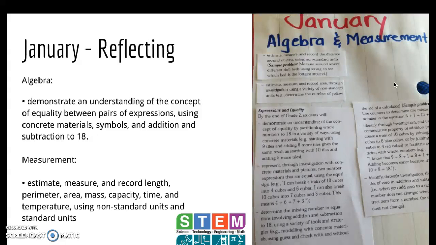January, the process we're looking at is reflecting, and it's in a connection between algebra and measurement. And the algebra is basically looking at pairs and expressions using concrete materials, symbols, and addition and subtraction up to 18. But one of the main things that this is really looking at is the missing variable. So you're going to use an equation, but there's going to be a missing variable, and this connects with measurement when you talk about measuring length, perimeter, area, mass, capacity.